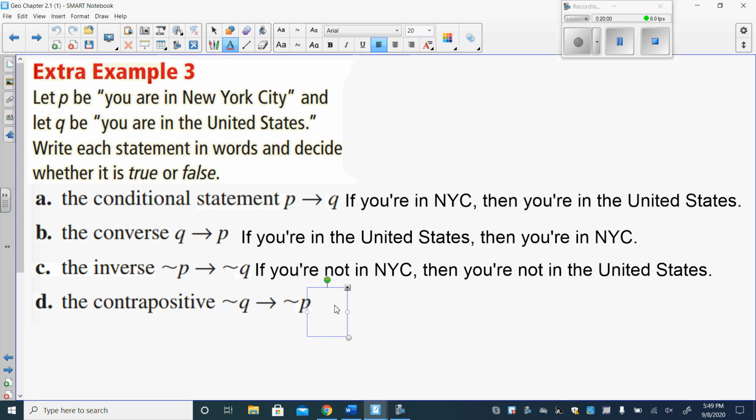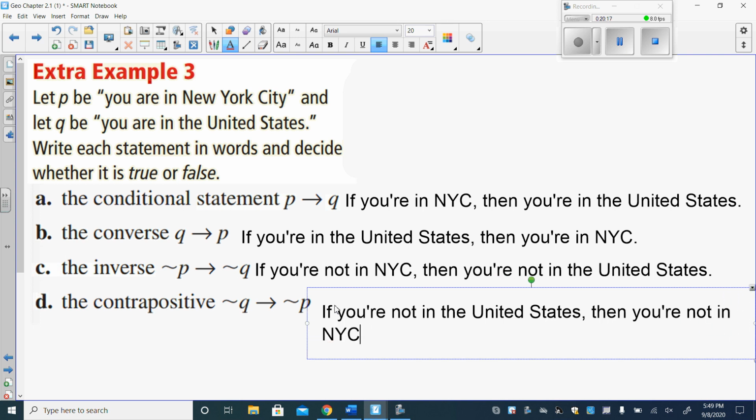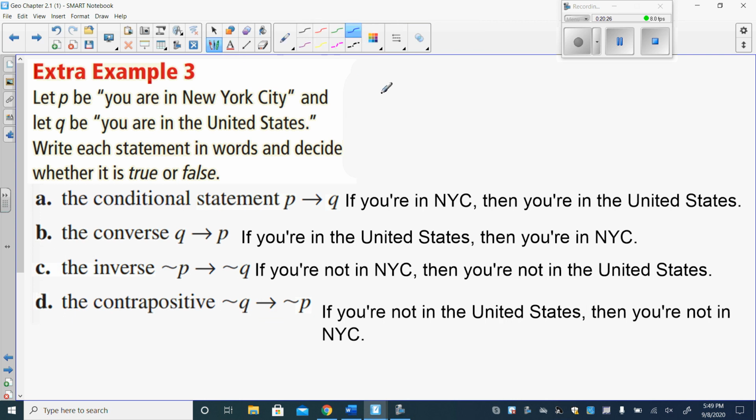And our last one is we flip it. So if you're not in the United States, then you're not in New York City. And we have these here. Now again, we're going to decide whether these are true or false. Write each statement and decide whether it's true or false.